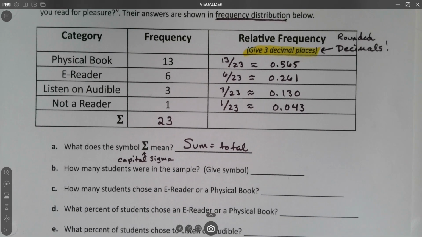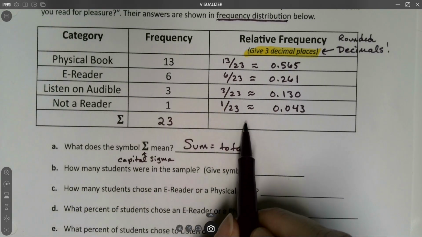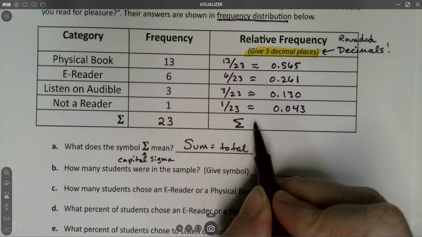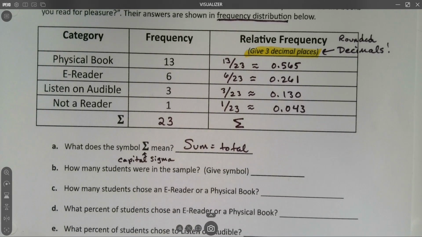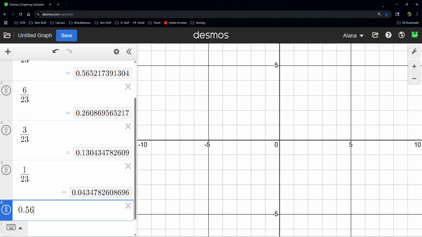All right, so now we want to add those because we're adding not only the frequencies, but just to check ourselves, we're going to add the total here as well and find what it is. So the sum of these decimal points. So let me go grab Desmos real quick. 0.565 plus 0.261 plus 0.130.